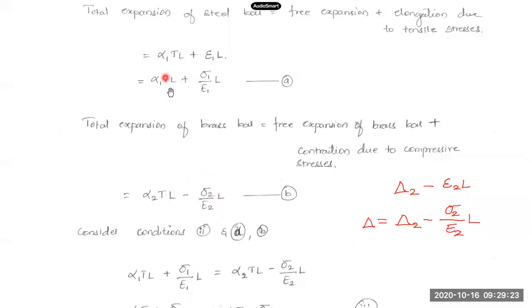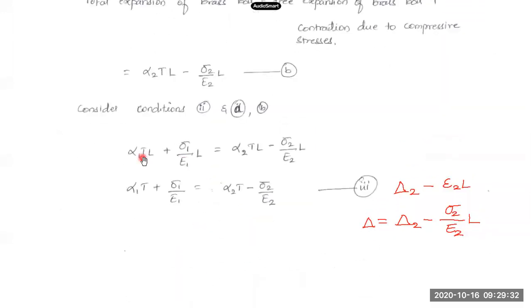Now both of these, A and B, are nothing but delta. They should be the same, so this has been equated here. Elongation of the steel bar should be equal to elongation of the copper bar. So what is the total elongation? It is delta in both the cases. Elongation of the steel bar is also delta, elongation of the copper bar is also delta. If I equate both of them, what I get is this one expression over here.